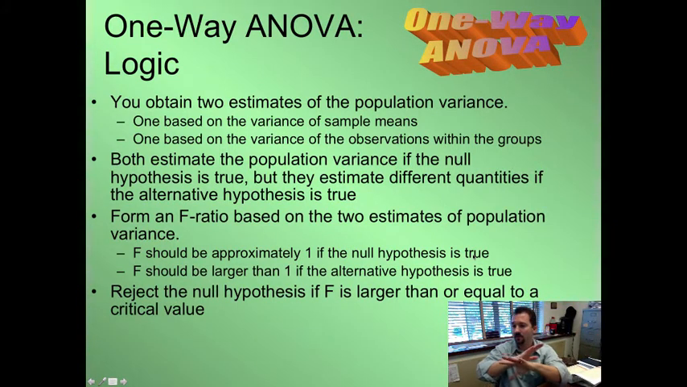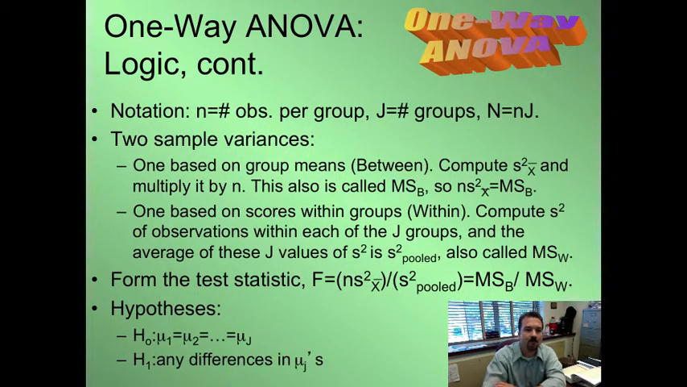Essentially, again, it's saying that all your observations apparently are coming from one big group instead of there being multiple groups. F should be larger than 1, significantly larger than 1, if the alternative hypothesis is true, if there's at least one group that's different from at least one other group. So you reject the null hypothesis if F is larger than or equal to a critical value, the critical F.